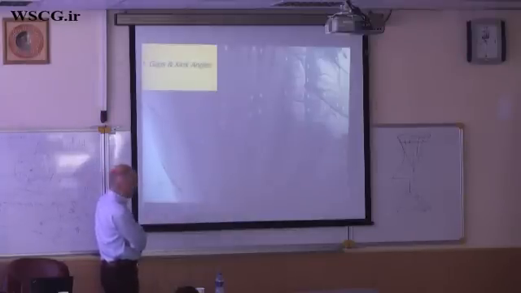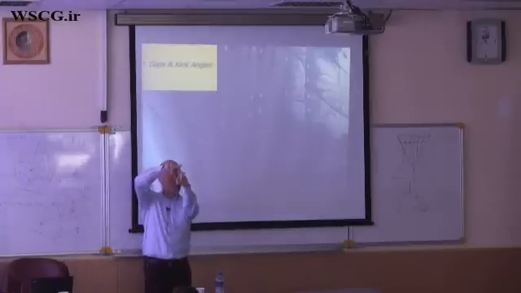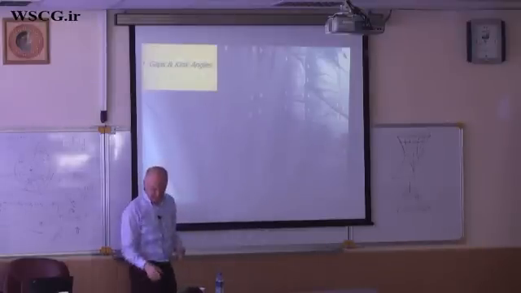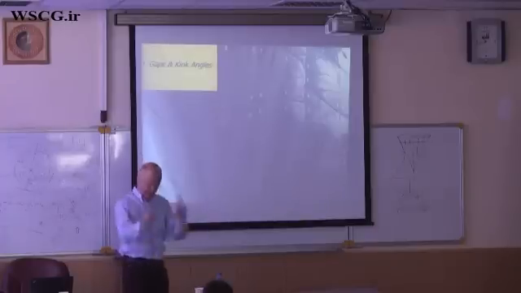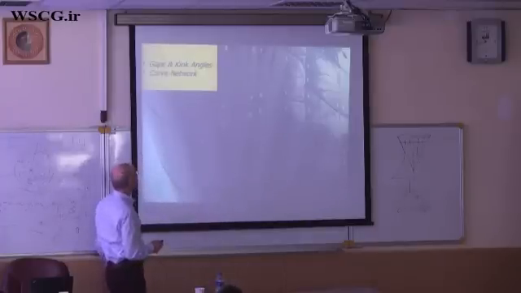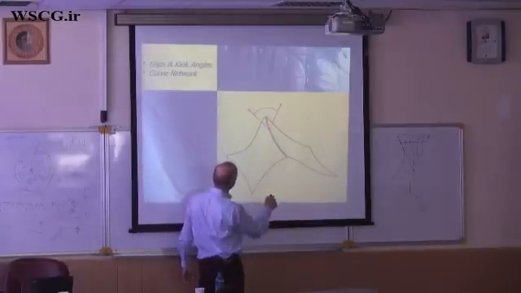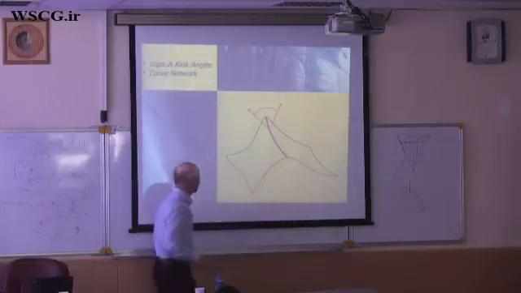Gaps and kink angles. So gap means the offset along the edges where they should join, and the kink means the deviation in the surface normals. Here, this is the kink, and the gap would be here between these two patches.